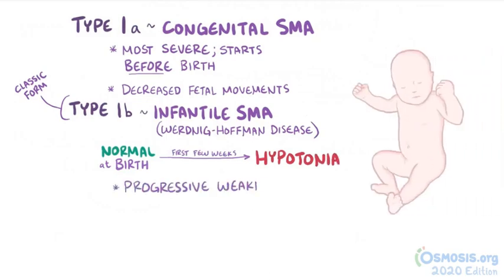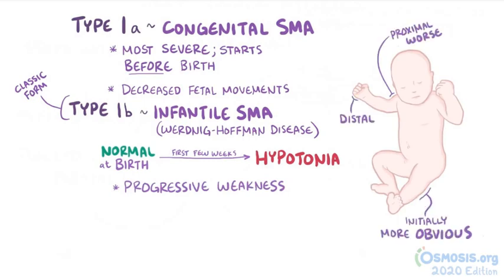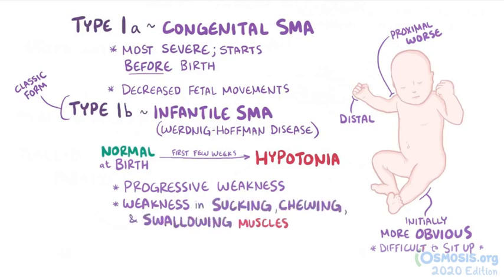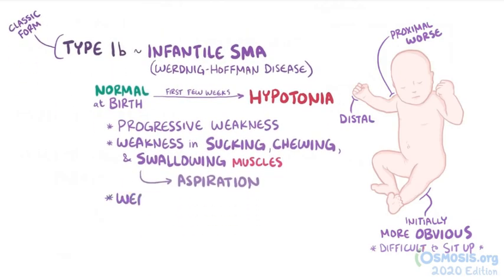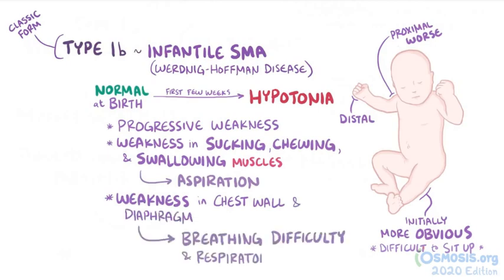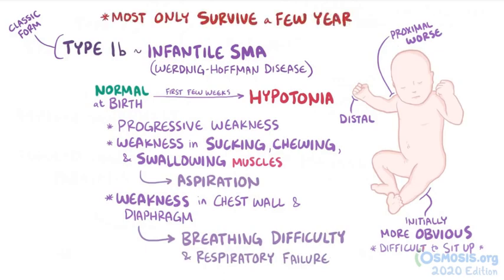These infants have progressive weakness, which is worse proximally than distally, and is initially more obvious in the legs, making it hard for them to do things like sit up. They can also have weakness in the muscles involved in sucking, chewing, and swallowing, and as a result they can have difficulty taking milk, eating foods, or even safely swallowing their own secretions, which can lead to aspiration. The weakness can also affect the chest wall muscles and diaphragm, leading to breathing difficulty and eventually respiratory failure. For these reasons, most of these babies survive only a few years.